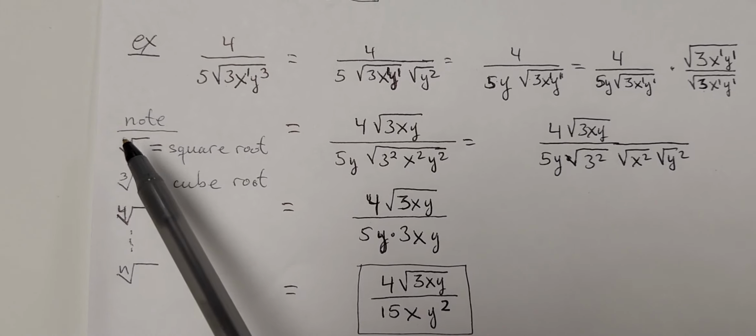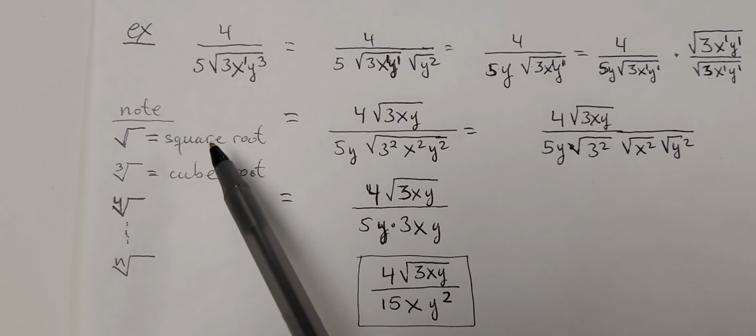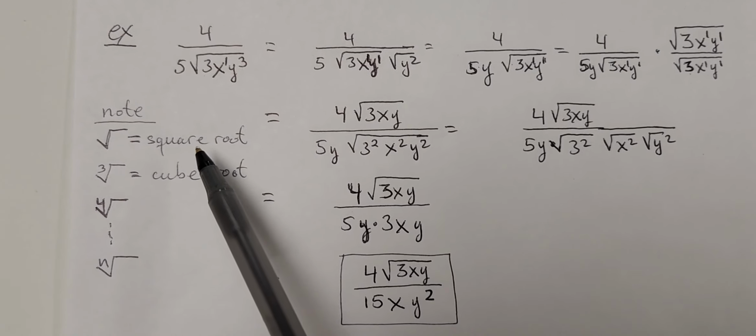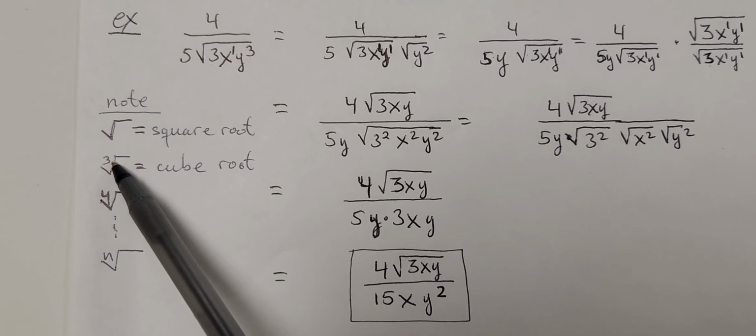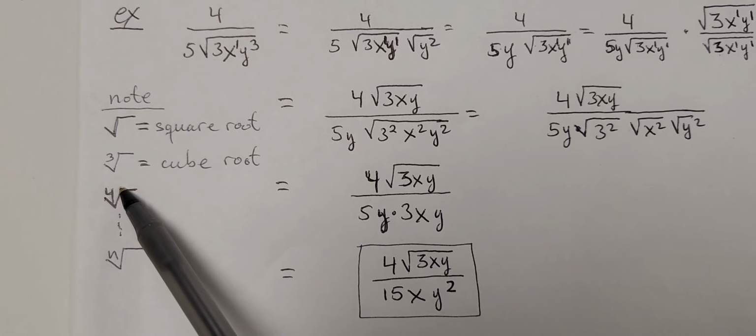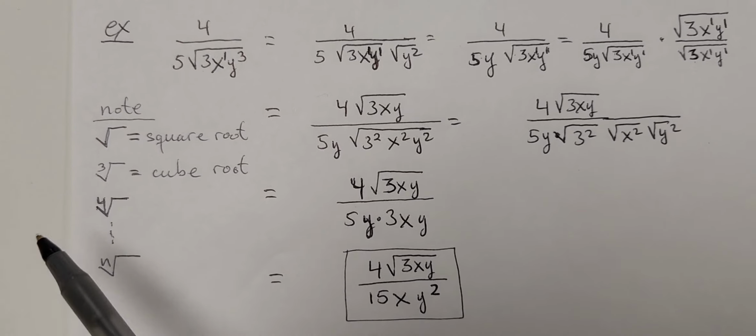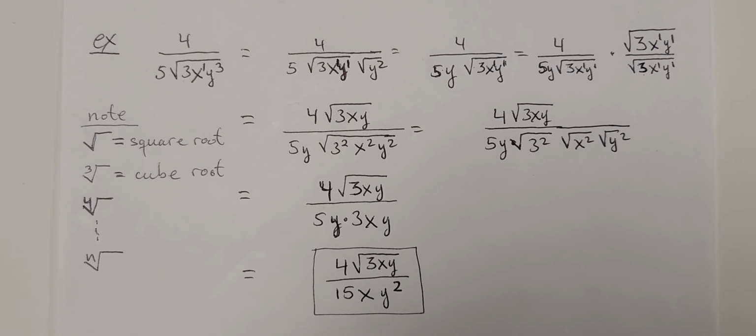One more time. If you see this symbol, that means square root, which also means I want a group of 2 things. If I see a 3, I want a group of 3. If I see a 4, I want a group of 4. Okay, so be very careful of that.